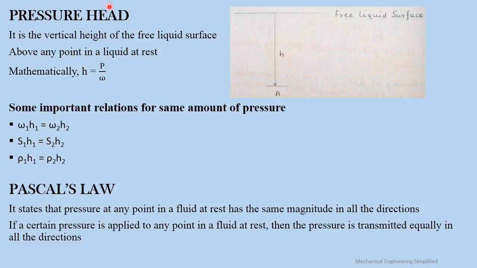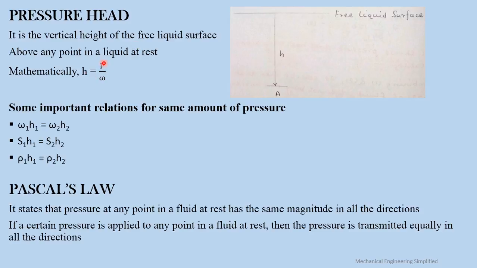Then we have one term that is known as the pressure head. It is the vertical height of the free liquid surface above any point in a fluid at rest. If we consider this point A, and above it is the free liquid surface, then this height h is known as the pressure head, and mathematically h is given by p by omega. And some important relations for the same amount of pressure: p is equal to omega into h.